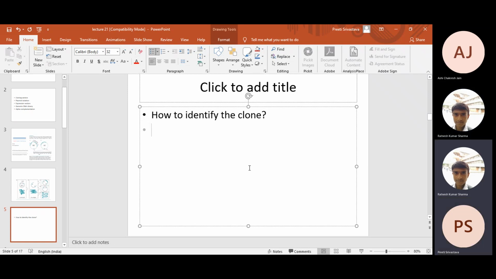Okay, so in fact, when you want to identify the clone, there are a few possibilities. For example, if the gene of interest is fluorescent, or if the gene of interest is an enzyme which can be assayed by some activity assay, for example protease assay or lipase assay, in such cases you can screen the colony based upon fluorescence or based upon colors, right, or based upon enzyme activity.